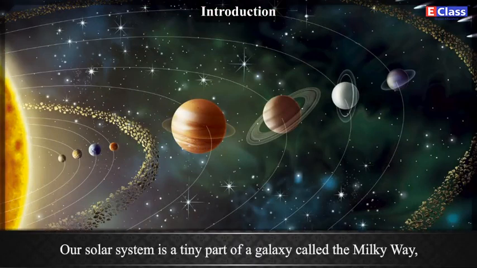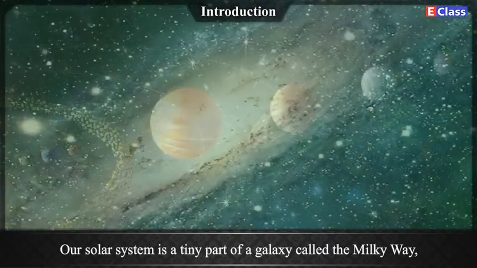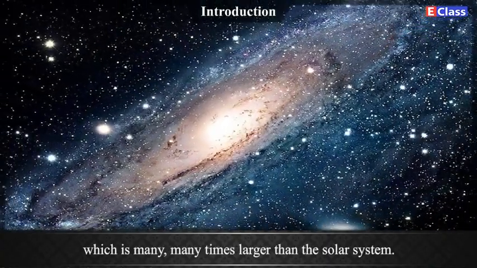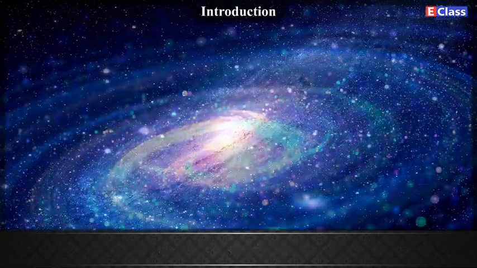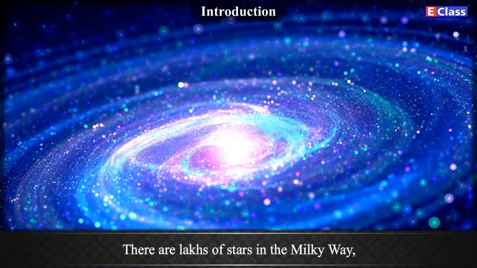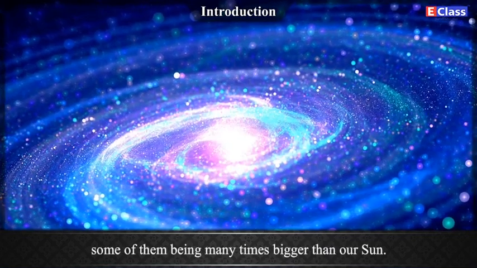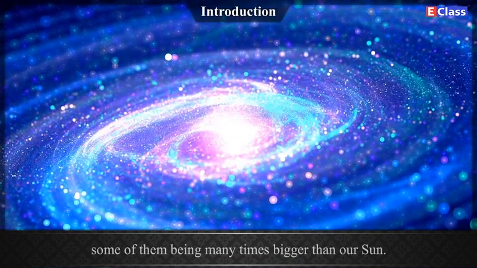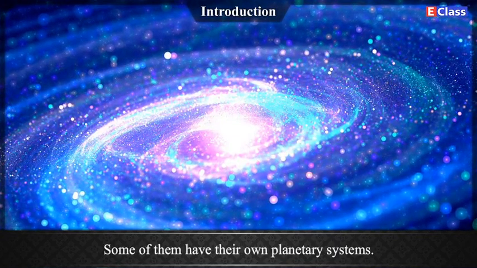Our solar system is a tiny part of a galaxy called the Milky Way, which is many times larger than the solar system. There are lakhs of stars in the Milky Way, some of them being many times bigger than our Sun. Some of them have their own planetary systems.